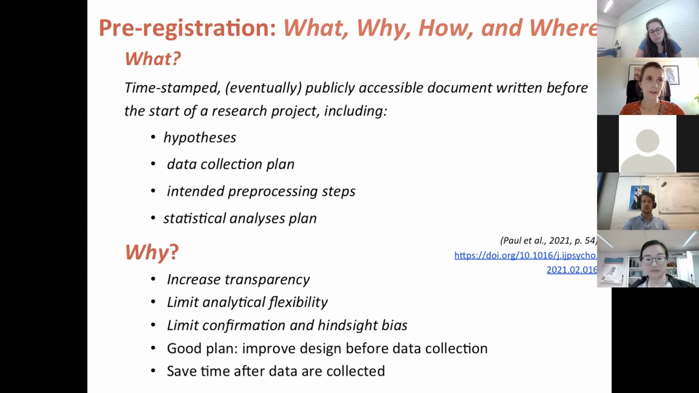And the other bias is the hindsight bias, which refers to the tendency to overestimate the extent to which past events were able to predict present outcomes. So for those two reasons, we should use preregistration. And moreover, preregistration can enhance the good planning of the research. So you can improve your design before data collection starts.